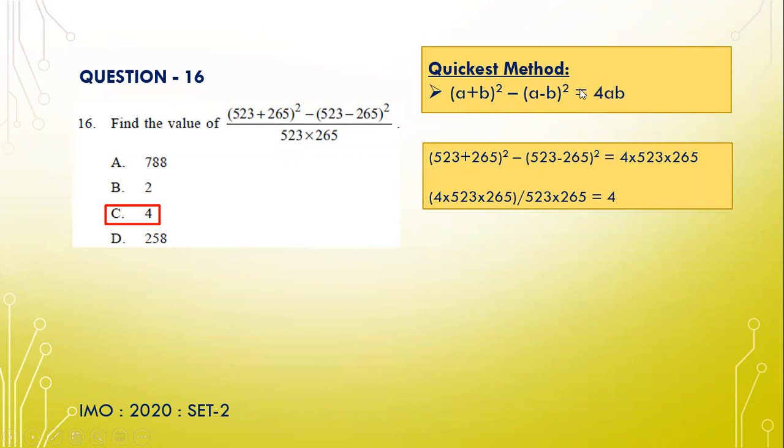You can try this out. So if this is A and this is B, then (A plus B) whole square minus (A minus B) whole square is 4AB. So 4 times 523 into 265, upon 523 into 265. 523 will get cancelled, 265 will get cancelled. Only thing that will remain is the number 4.